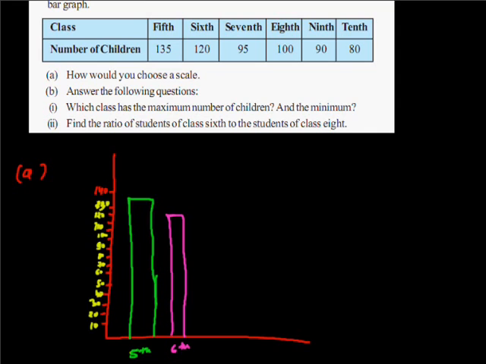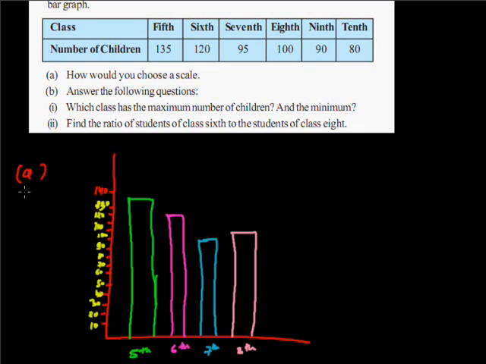Next is 95 in 7th class. We have 90 here, and it will be 95, so this will be 7th class. Next is 8th class. In 8th class we have 100 students, so it will be 100 here. This is our 8th class. Then in 9th class we have 90 students, so it will be 90 here. Finally we have 10th class, in which we have 80 students. This is 80, so this will be our 10th class.